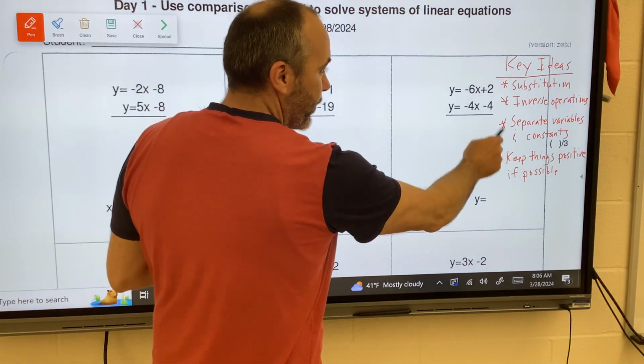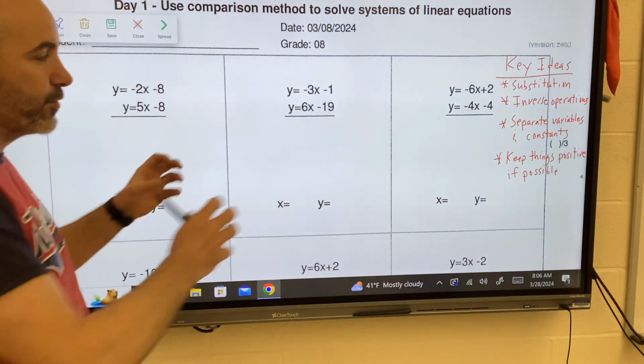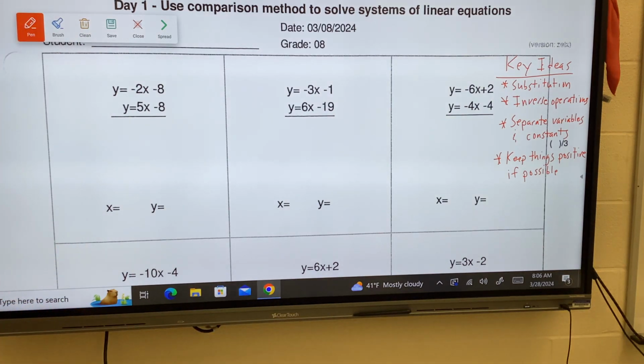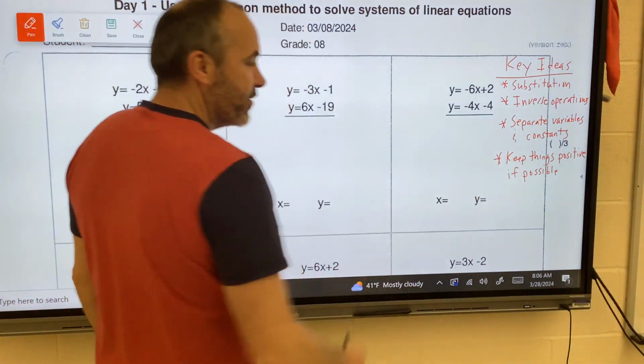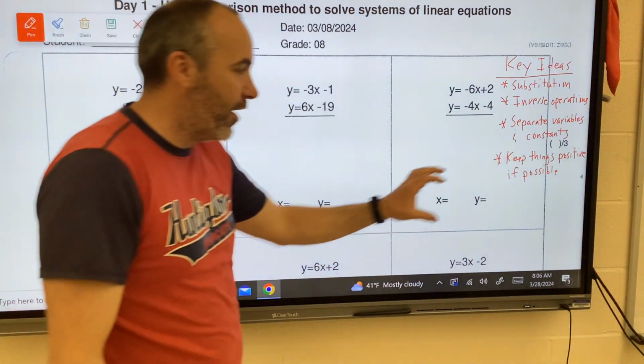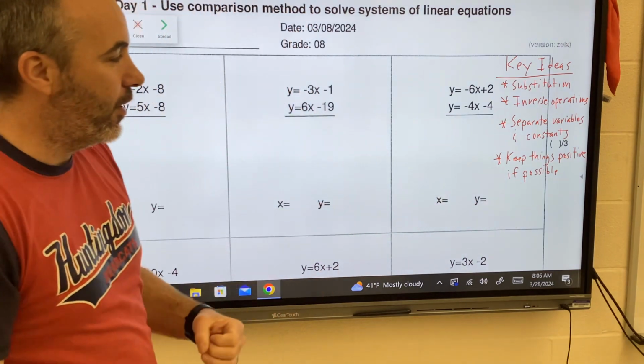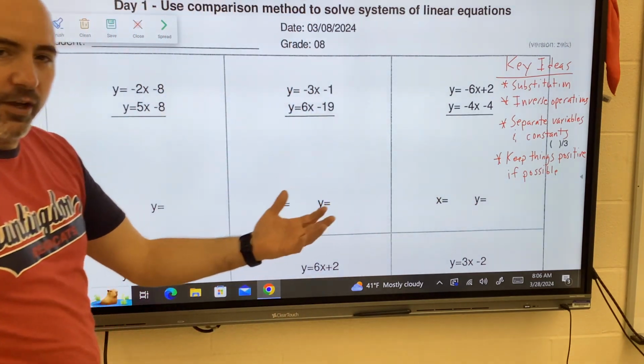I like to think of the concept where I'm separating the variables from the constants. So put variables on one side of the equation, constants on the other side of the equation, and then negative signs constantly get in the way. So I try to keep things as positive as possible. Math tip and life tip.